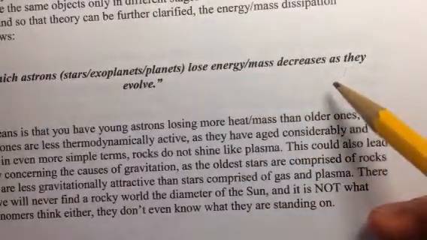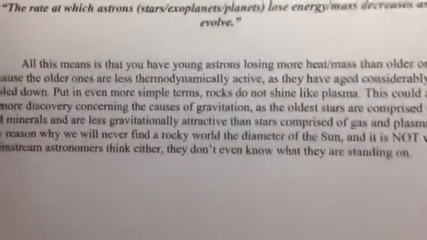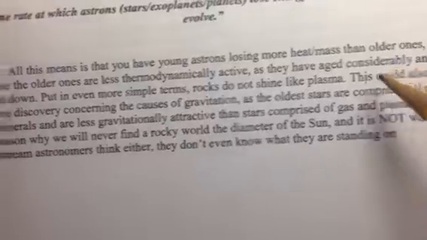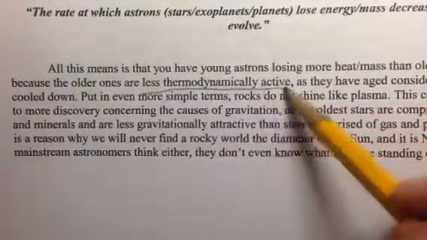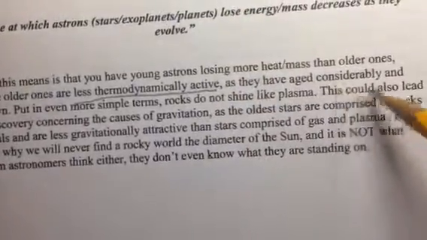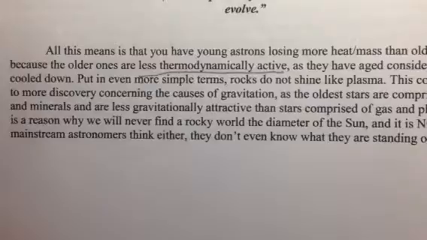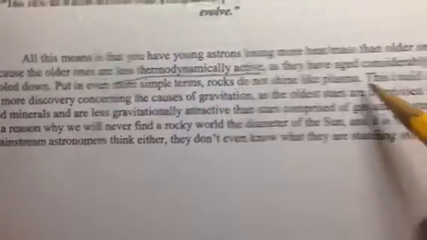decreases as they evolve. All this means is you have young astrons losing more heat and mass than older ones, because the older ones are less thermodynamically active. The Earth is a lot less active than the Sun. They have aged considerably and cooled down.